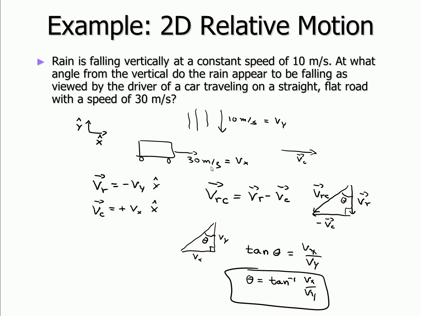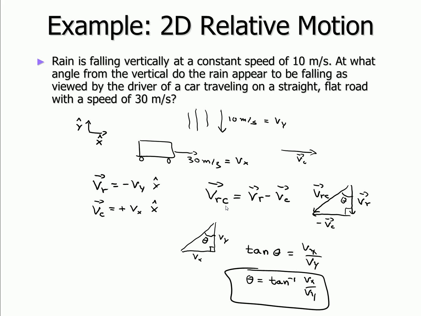And then v sub x is going to be positive according to this definition here, and it's going to be 30 meters per second. So v sub c, the car, is equal to v sub x in the x direction. v sub r, the velocity of the rain, is minus v sub y. This is a positive number in the y direction, so it's pointing in the minus y direction, that is down, and it has a magnitude of 10 meters per second. Okay, so now what we're interested in is the velocity of the rain relative to the car.